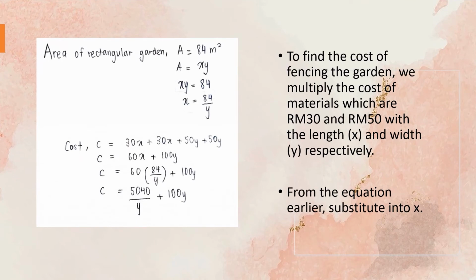So now that we got x equals 84 divided by y, we can find the cost of fencing the garden. We will use the formula, which is we multiply the cost of materials, which are 30 ringgit and 50 ringgit, with length x and width y respectively. Then from the equation earlier, which is x equals 84 divided by y, we substitute into x.